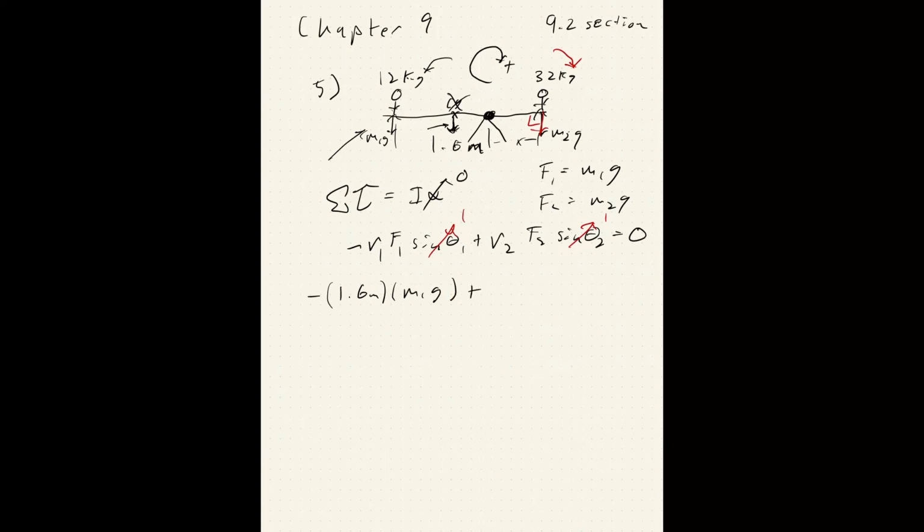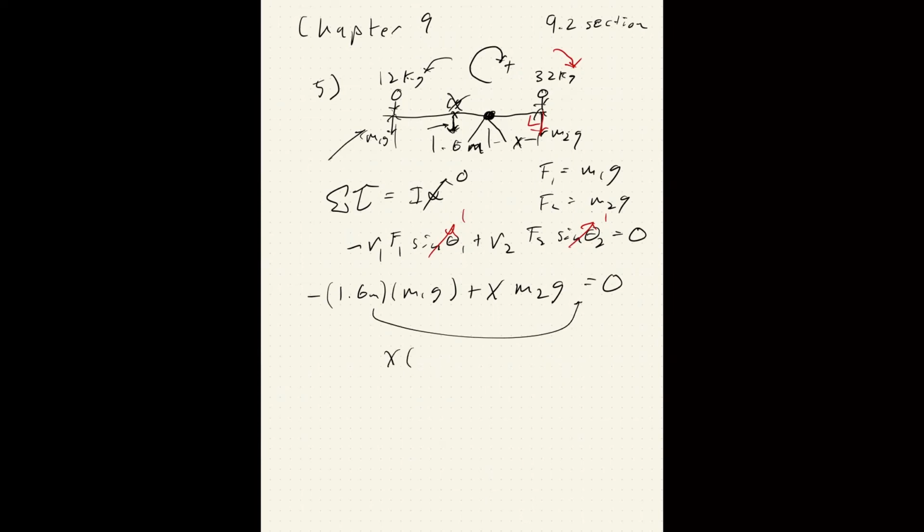Plus, and I forgot my negative sign there, plus R2. R2 is what we're solving for. We labeled it up here as X, so we're going to say X times F2, which is M2G, equals 0. Now I'm going to bring this chunk over to this side of the equation just to make my life a little easier.